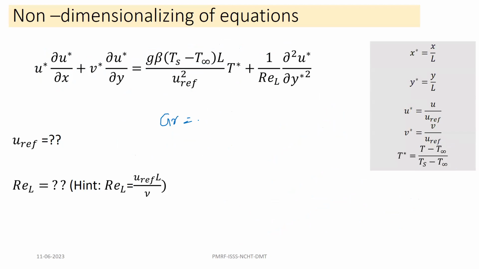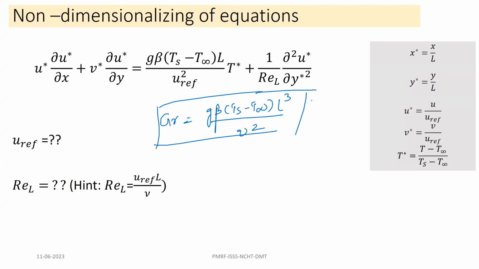So that is our Grashof number: g beta into Ts minus T infinity into L cube by nu square. This is our Grashof number, which is equivalent to our Reynolds number in forced convection. So Grashof number is that dimensionless parameter that we will be getting from here.